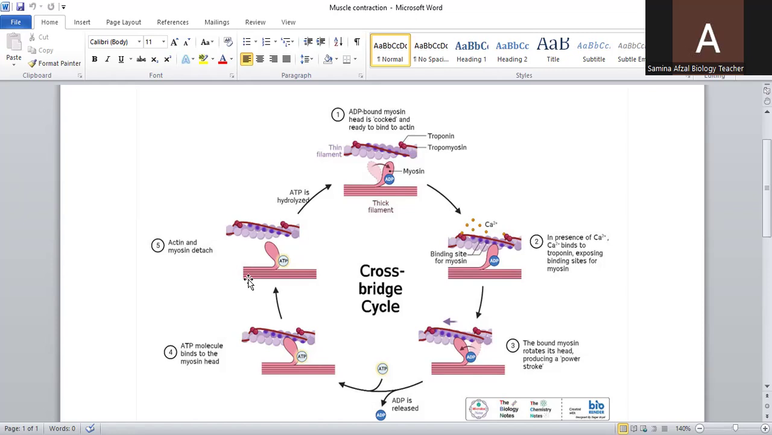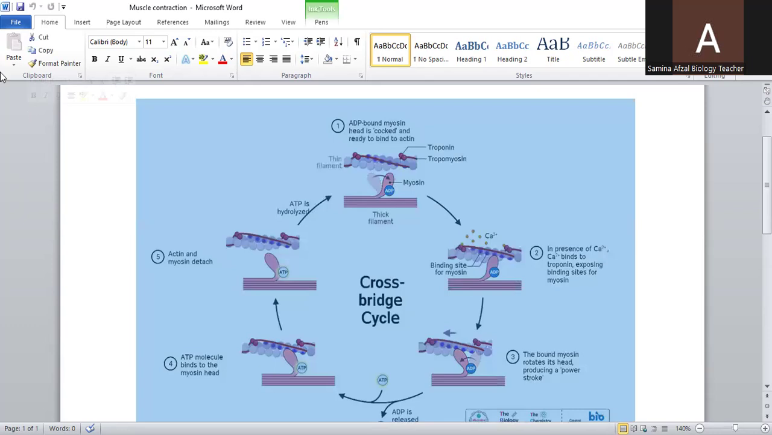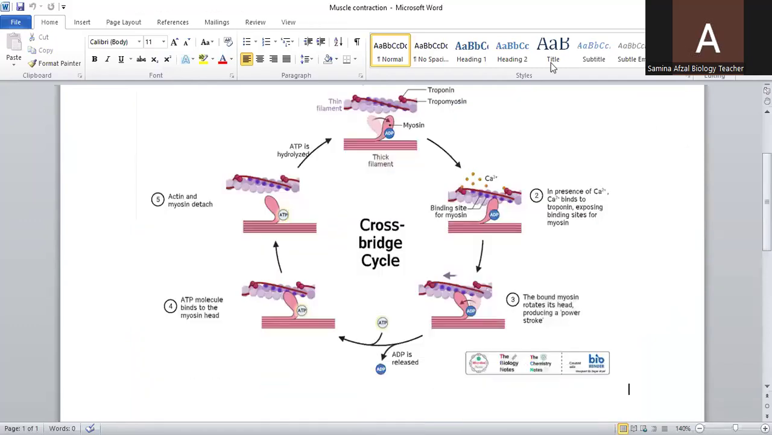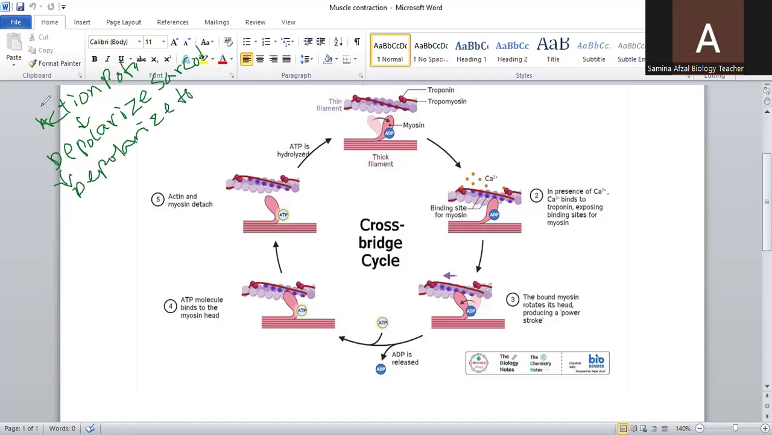I would like to write over here: the action potential will depolarize the sarcolemma, which will depolarize the T-tubules.